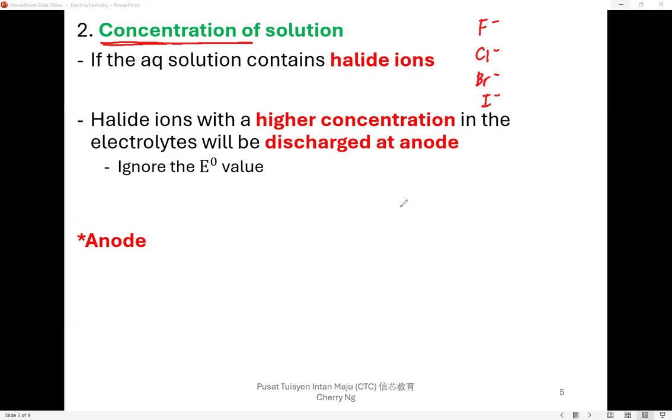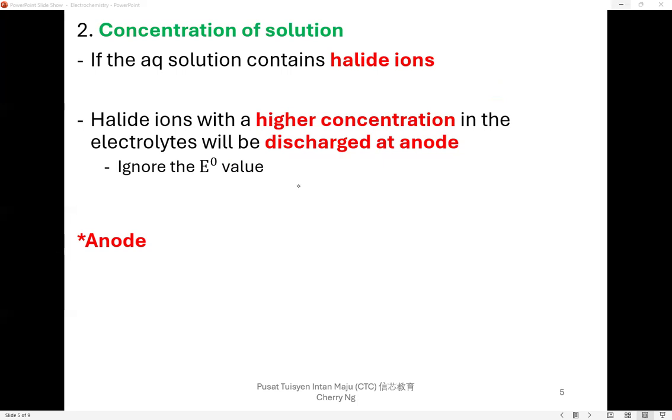So for example, if we have concentrated hydrochloric acid, we have chloride ions, and because it's acid, it has H2O in it, so it has hydroxide. So which one do we have to discharge now? Because this is so concentrated, we have to discharge chloride instead of hydroxide. So remember, this only happens at the anode for the anions. How about the cations? It is still the same. Always choose the one at the bottom.